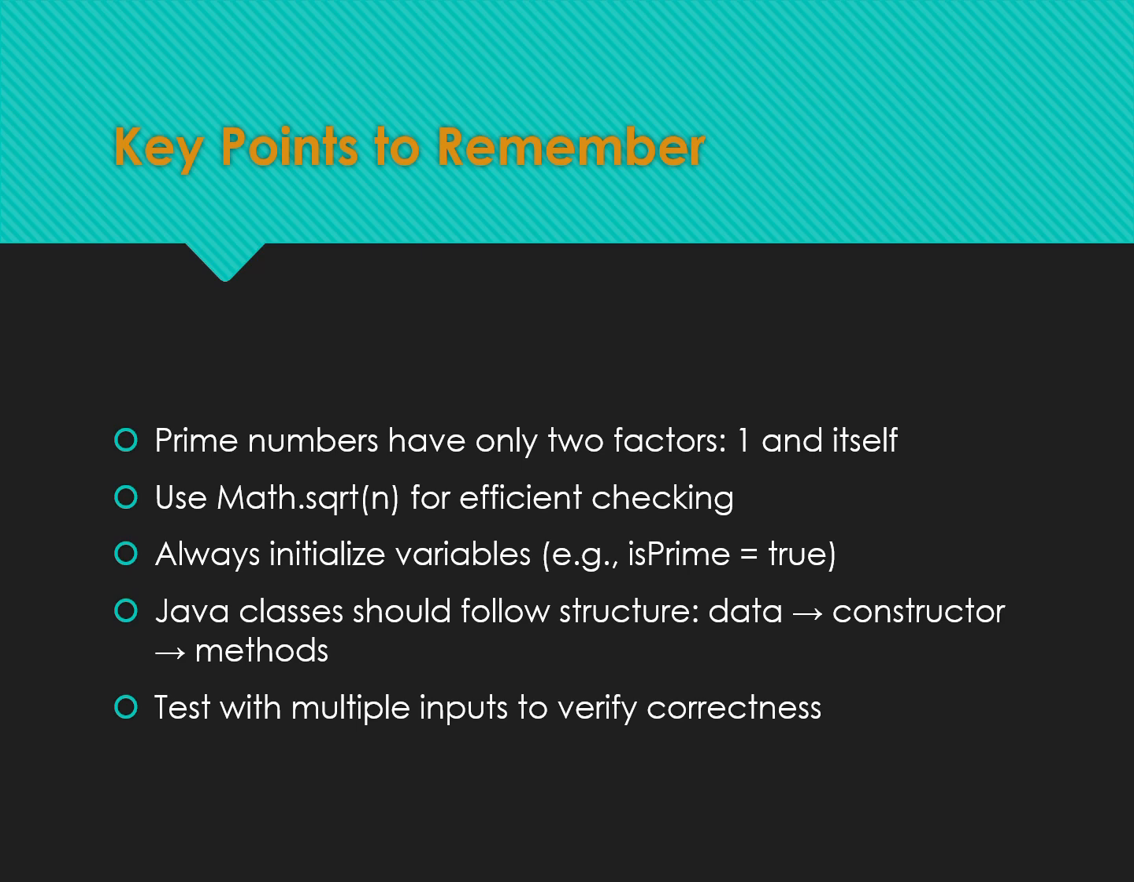Here are the key takeaways. A prime number has only two factors, 1 and itself. Use Math.sqrt for efficient checking. Always initialize variables properly in constructors. Organize your class code clearly with separate methods. And finally, test your code thoroughly with various inputs, especially edge cases.